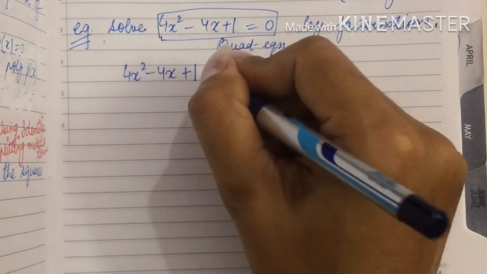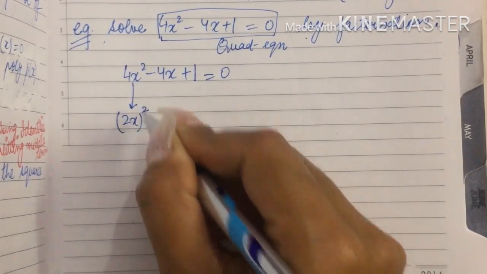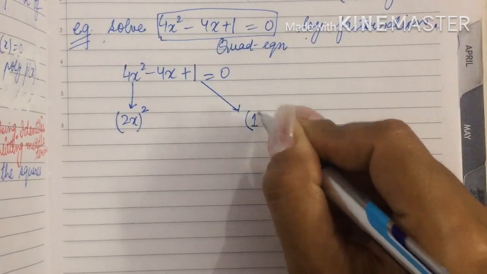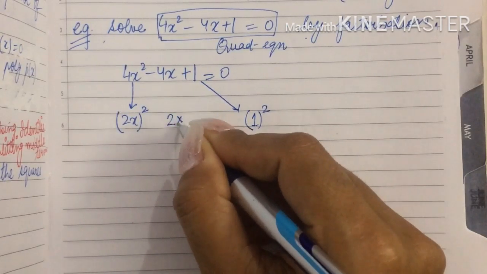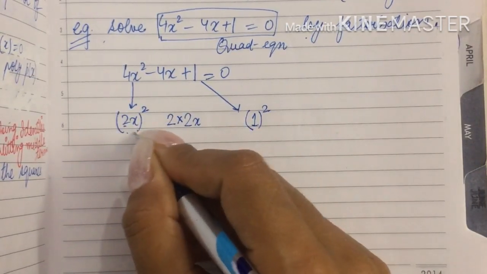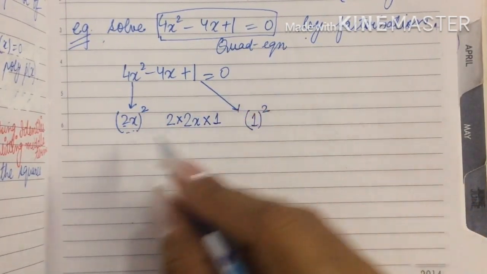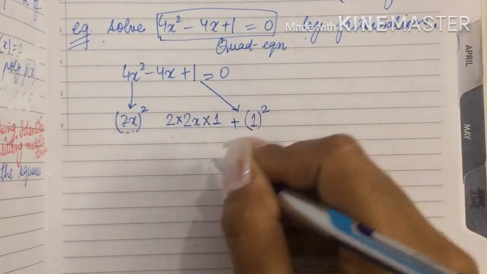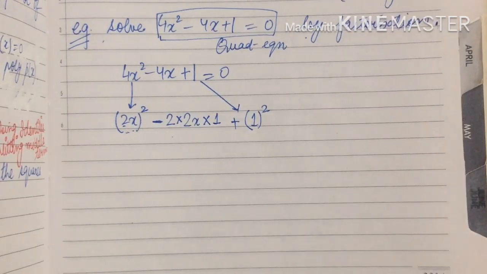To apply an identity, I want to see two square numbers. So this is a square number, a perfect square. This can be written as the square of 2x, and the last term, the constant term, can be written as the square of 1. Looking at the middle term, this can be written as 2 multiplied by the first term inside the square into the second term inside the square. So I have a square, I have b square, I have 2ab. A square will be positive, b square will be positive. The product will tell me which identity it is, whether it is a plus b whole square or a minus b whole square.